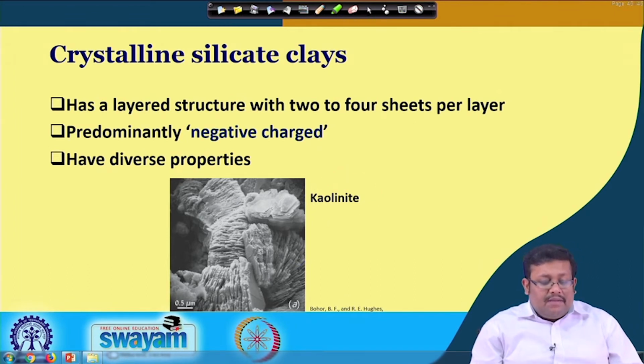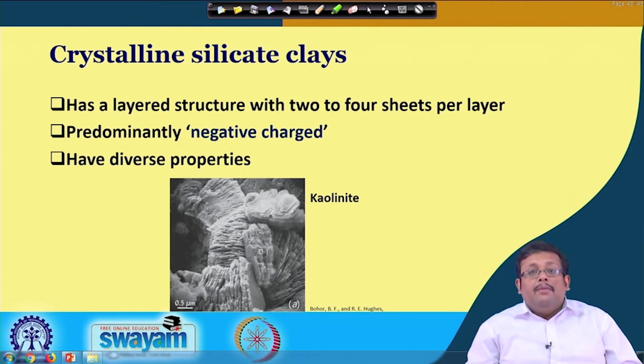They are also predominantly negatively charged. Remember that these crystalline silicate clays develop a huge amount of negative charge, and how they develop this negative charge we'll discuss later on, due to different types of chemical processes. And also they have diverse soil properties. We'll also discuss that later on.